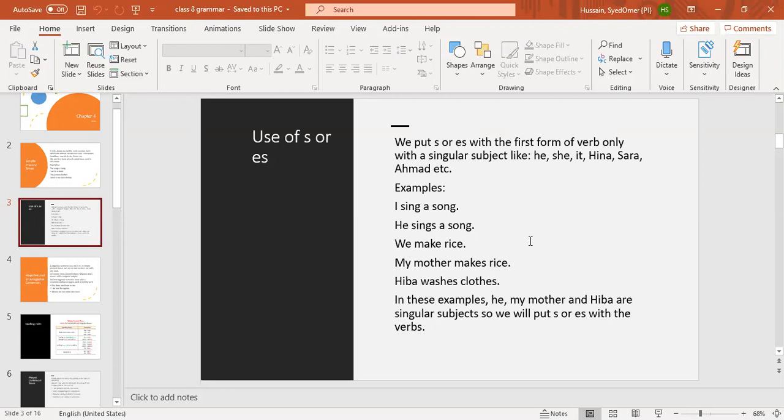But if I'm putting a plural subject, then I will not put s or es. I write, I cook, I go, I swim, I run, you cook, you see. He sees, she watches. So we are going to put s or es with the singular subject only. That is a very important thing, and students make a lot of mistakes in this. Only remember one thing, the use of s or es only comes in simple present tense.